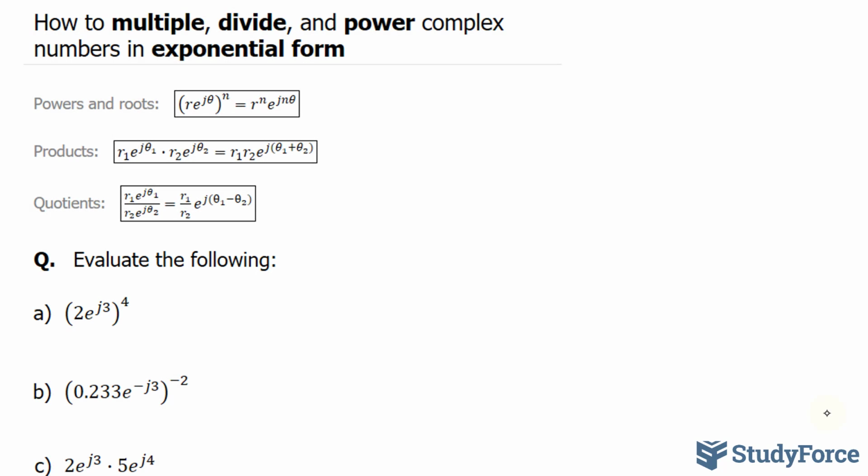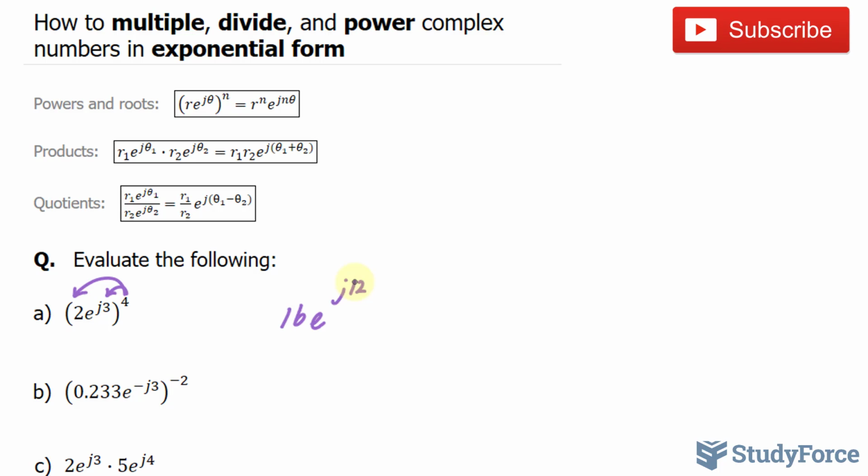In a situation like this, we will take this 4 and distribute it to the radius 2 and also multiply it to the 3, giving us 2 to the power of 4, which is 16, times e to the power of j12.